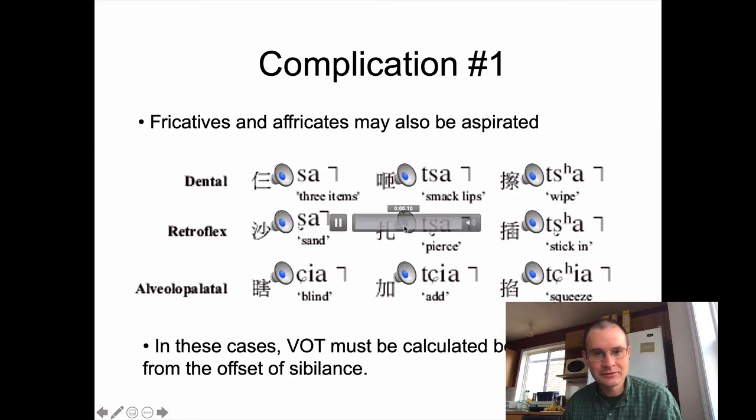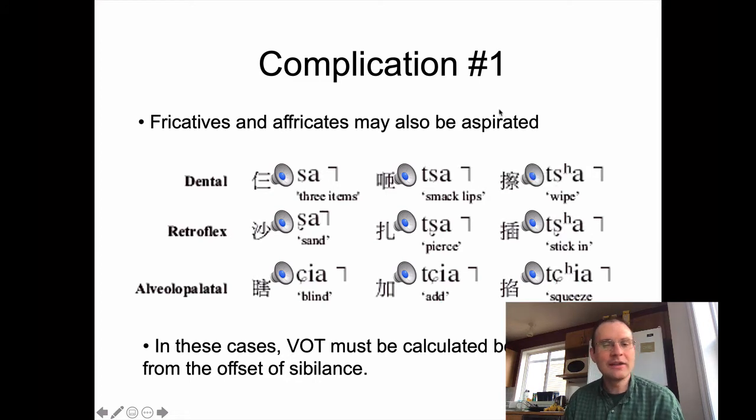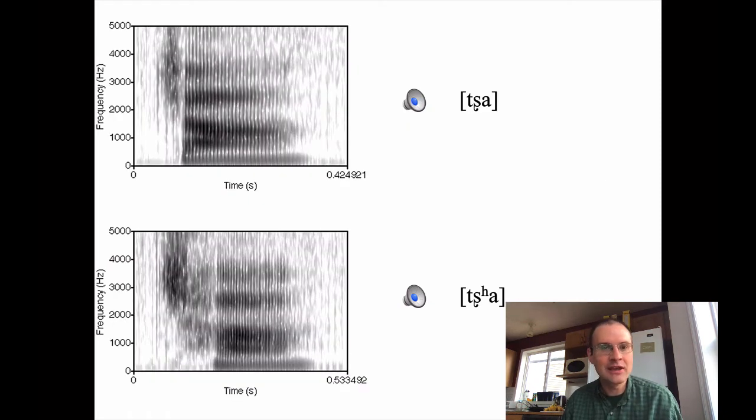Or xia, the alveolar palatals. This one's kind of hard to hear. These aren't too bad. And in this case, if you're going to calculate VOT, you're going to have to do it slightly differently. You're going to have to calculate it from the offset of sibilants. So rather than there being a nice release burst landmark for you to work with, you have to look for where the sibilance ends.